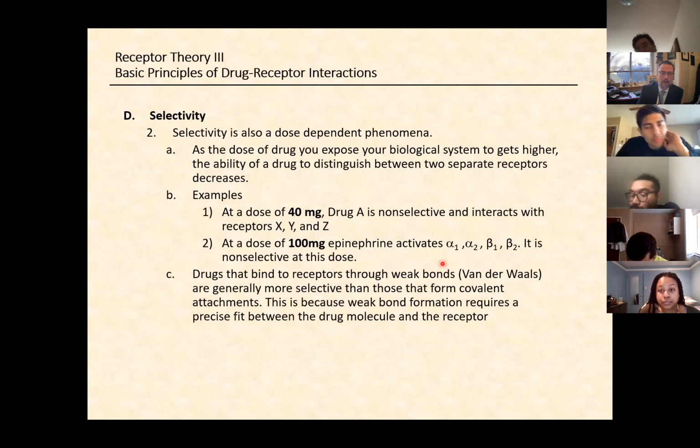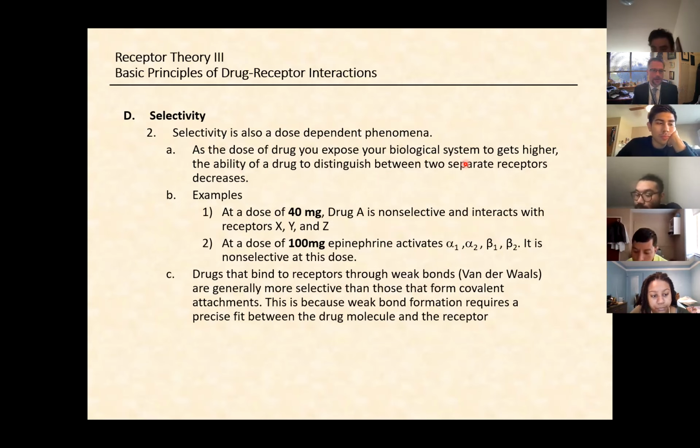Now let's go back. So here's just this next slide really quick here. This just reiterates what I've already said. Selectivity is a dose-dependent phenomenon, okay? As the dose of drug you expose your biological system to gets higher, the ability of a drug to distinguish between two separate receptors decreases. So your drug molecule or your ligand gets more promiscuous. It starts to interact with receptors that it's not supposed to at higher and higher doses, okay?